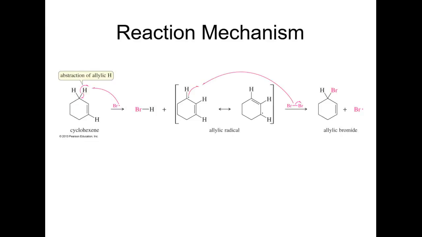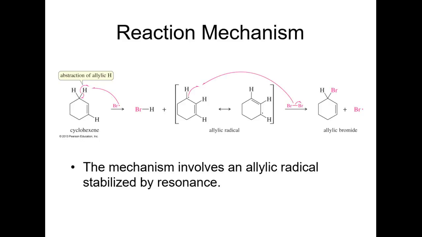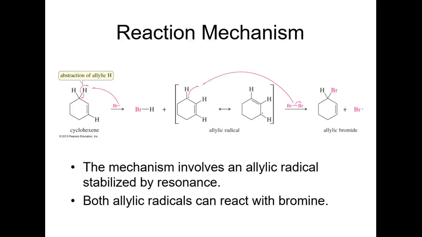The mechanism, we've talked about this mechanism before, but we'll go through it again: the bromine plucks off a hydrogen, giving you that radical. I just did this on the previous page, not in as much detail. And then that radical, because it's resonance stabilized, is going to react with the bromine to form your allylic bromide. The mechanism involves an allylic radical stabilized by resonance. Both allylic radicals can react with bromine.